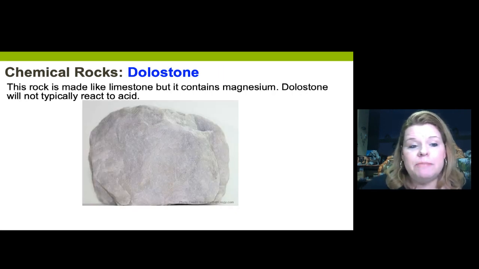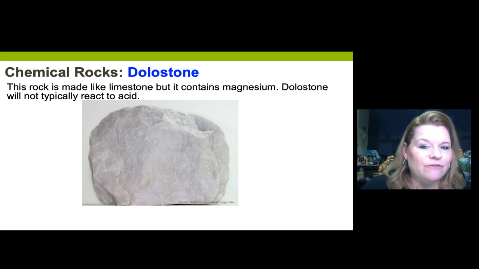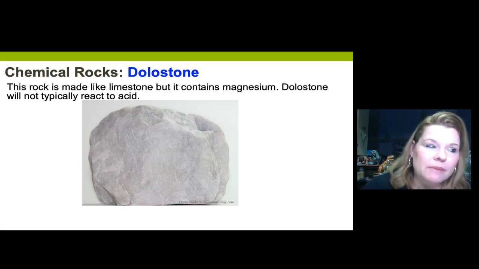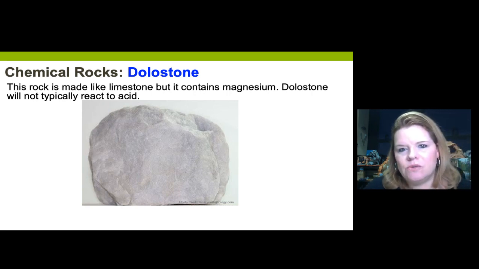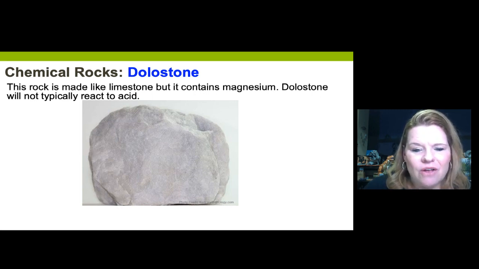Well, there's another type of chemical sedimentary rock that's closely related to limestone but slightly different, and that is Dolostone. What makes it different is it has one molecule of magnesium while limestone does not. Not a big deal, right? Well, it is, because it makes it harder. The magnesium actually allows for Dolostone to not weather as fast, and so it is a different rock than limestone.